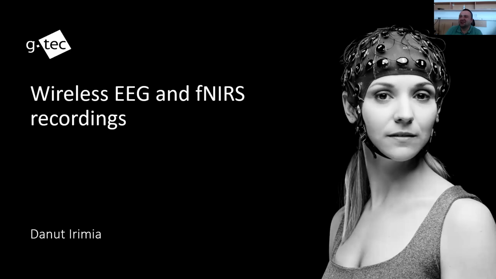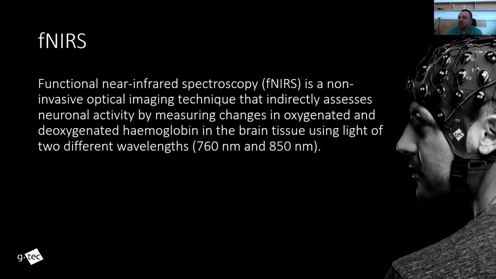So since my colleagues already introduced you to the amazing BCI world, I will start with a brief introduction on functional near-infrared spectroscopy. Basically, fNIRS is a non-invasive optical imaging technique that indirectly assesses neural activity by measuring changes in oxygenated and deoxygenated hemoglobin in the brain tissue using lights of two different wavelengths, which are 760 and 850 nanometers.